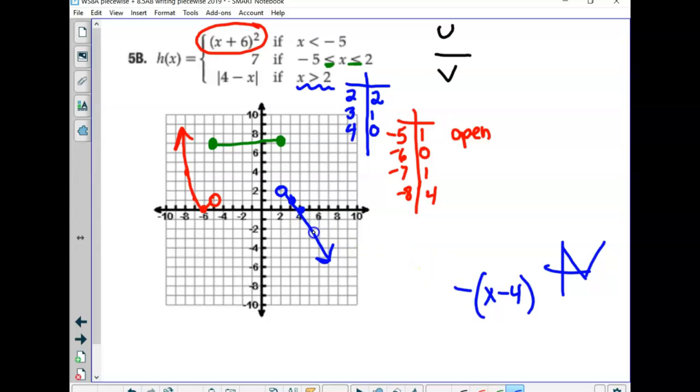Put in a 5. Okay. It would, yeah. Put in a 5. We get out what? Put in a 6. We get out 2. So 5 is at 1, 6 is at 2. My graph is wrong.